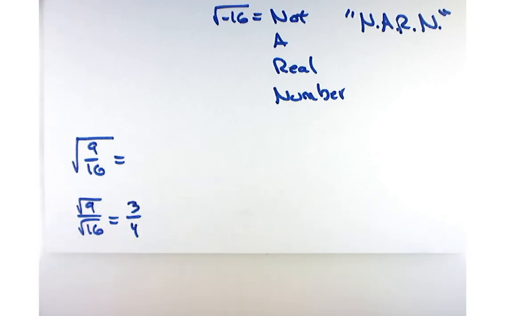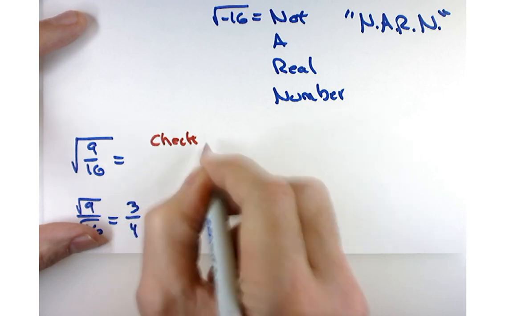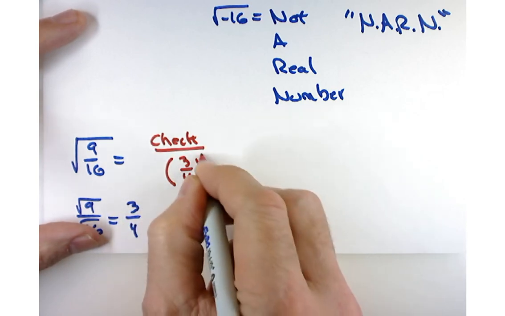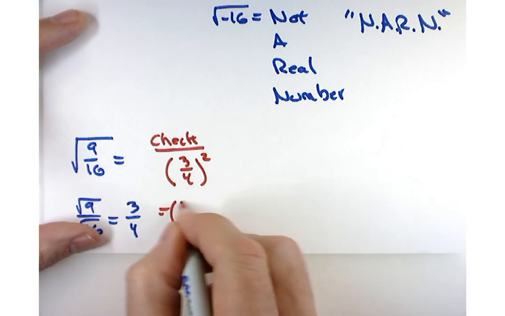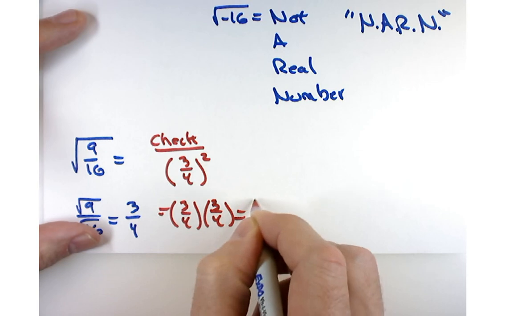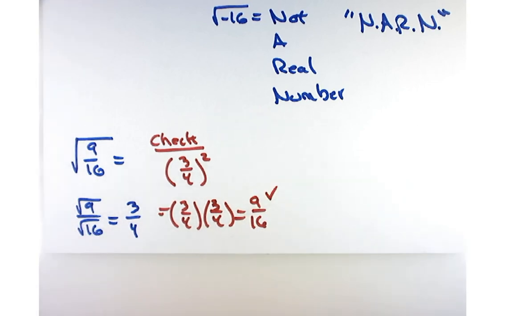And how could you check it? If you're like, that doesn't look right, multiply it by itself. Yeah, if you multiply it by itself, 3 over 4 squared, which is 3 over 4 times 3 over 4, or 9 over 16. It checks. So what you thought is what it is.